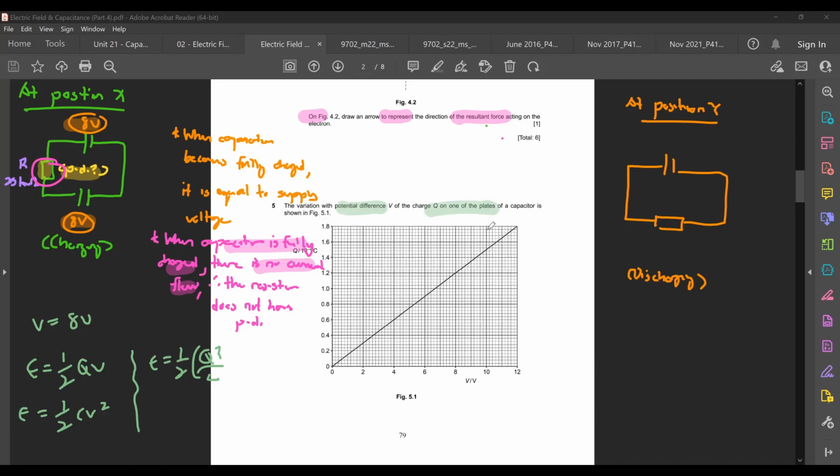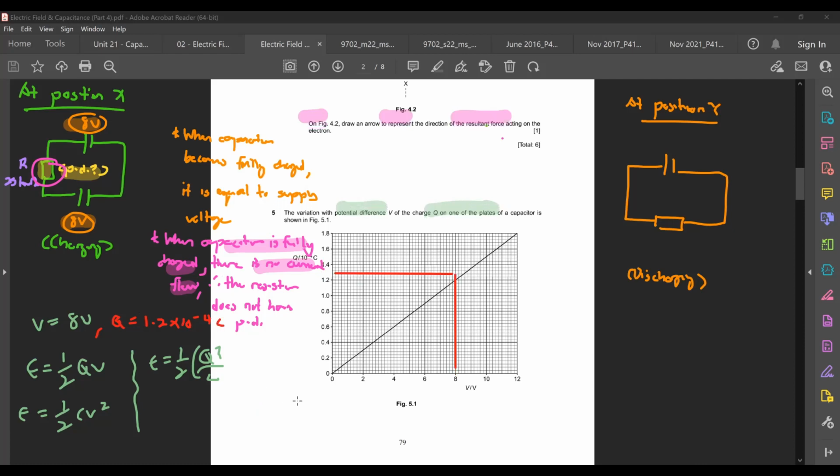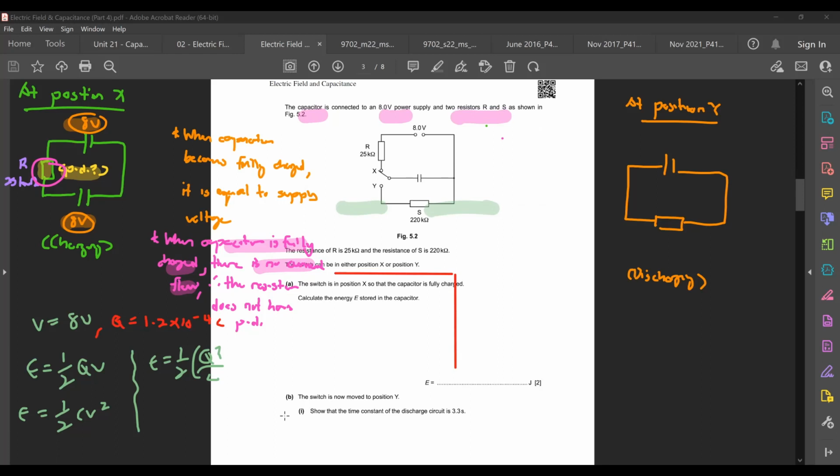So now you already know that your PD across your capacitor is 8 volts. You just try to read here. Your voltage is 8 volts. What is the amount of charge that you should have? Your charge should rightly just be 1.2 times 10 power minus 4 coulomb, if I'm not mistaken. Let me just try and see. Yeah, it's 1.2 times 10 power minus 4 coulomb.